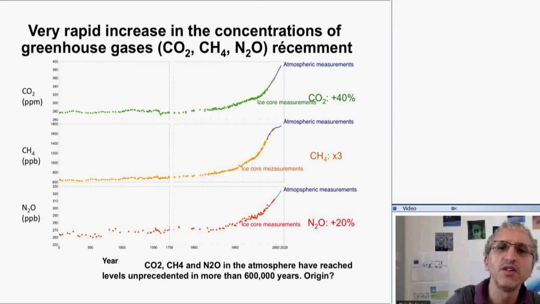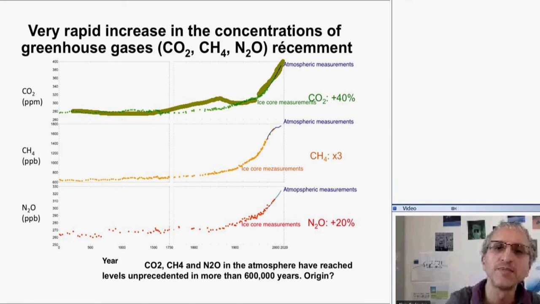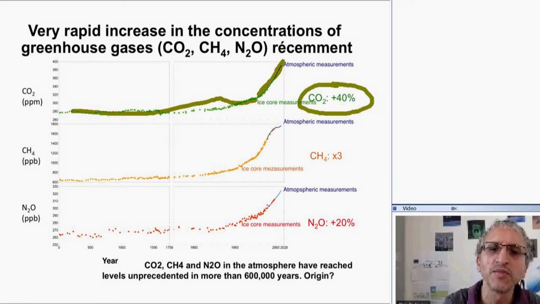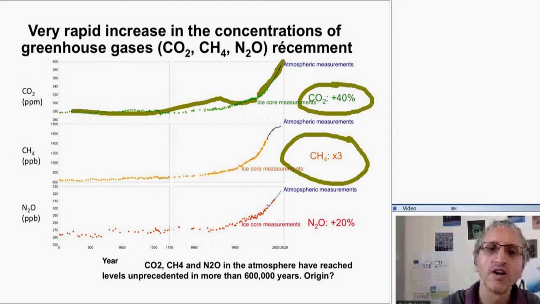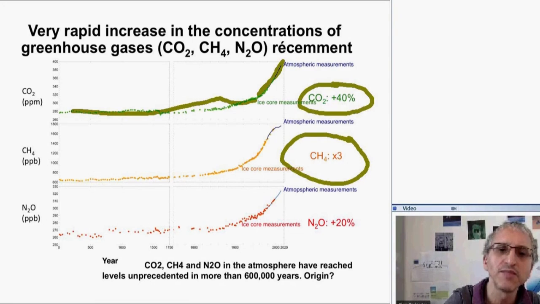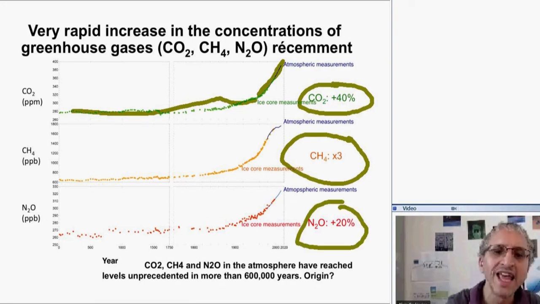And it shouldn't be "récemment", it should be "recently" in French. So it means, and if you combine the ice core measurements and the atmospheric measurements, you can see there is a good matching, and it means that CO2 has increased by 40% in the last 100 or 200 years. Methane concentration has tripled, okay, and N2O has increased by 20%, okay. And they have reached levels that are unprecedented in more than 600,000 years.